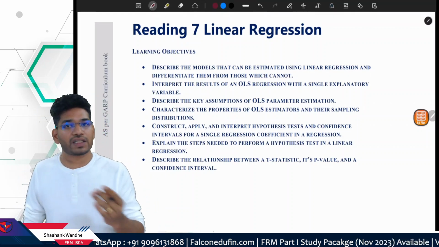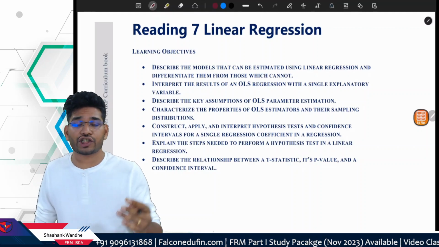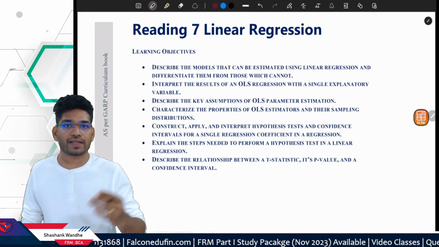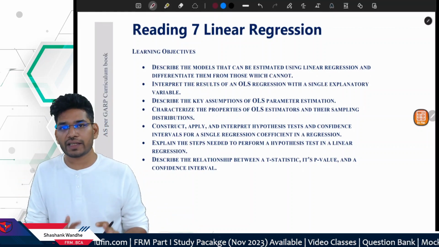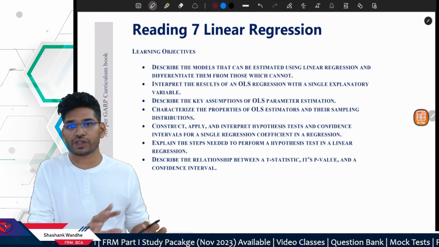First is reading number 7, linear regression; second is reading number 8, linear regression with multiple explanatory variables; and then reading number 9 is regression diagnostics. These three readings are important and very basic. If you understand these readings properly, you will be able to score on all the questions in the examination.